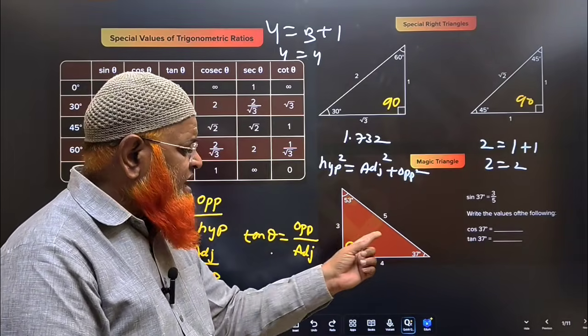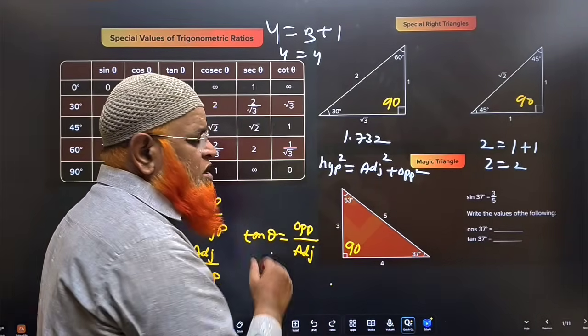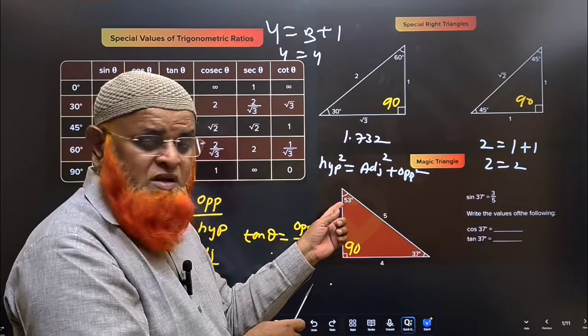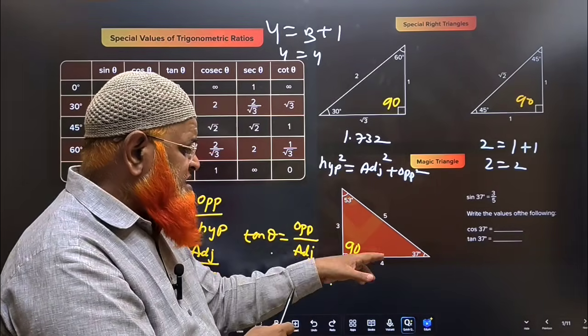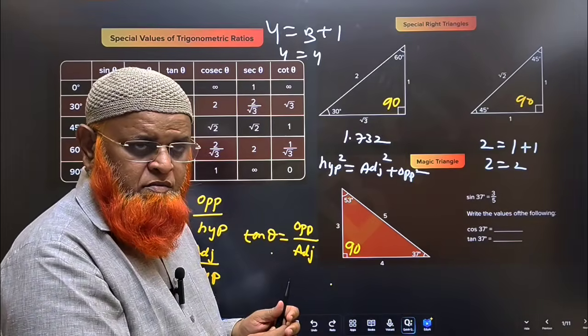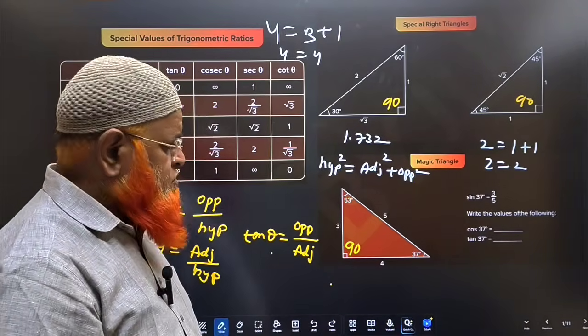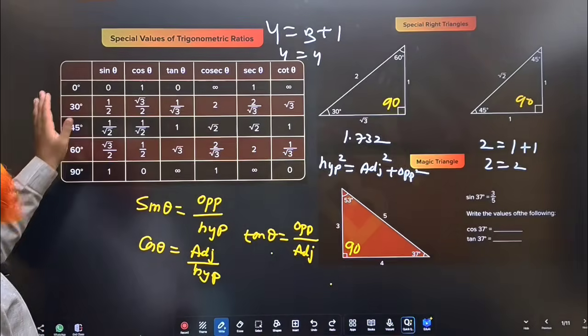Smallest angle in this triangle is 37, so 3 is the smallest value. A little bit larger, more than 37, is 53. 53 is larger than 37, and that is going to be 4. And larger than that, 90 has 5. So these things you have to remember. That's it. No need to memorize this table by heart.